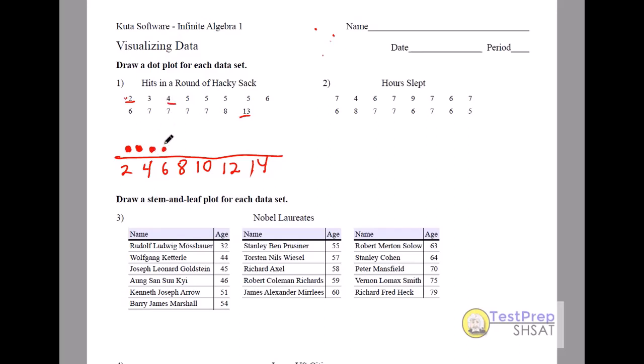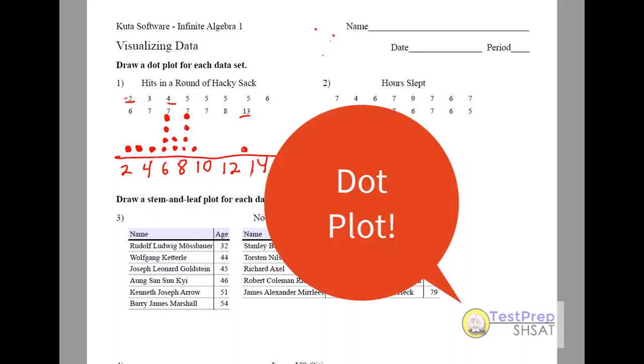5, I see 1, 2, 3, 4, 5. So I'm going to put 4 dots vertically up for the 5s. 6, I see 2 6s. 7, I see 4 7s. And I'm getting a little off the range here, but hopefully we can still see that. 8, and then 13. So that's something like what my dot plot would look like for this set of data in question number 1. Okay?